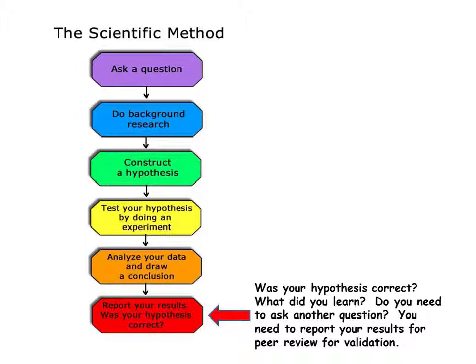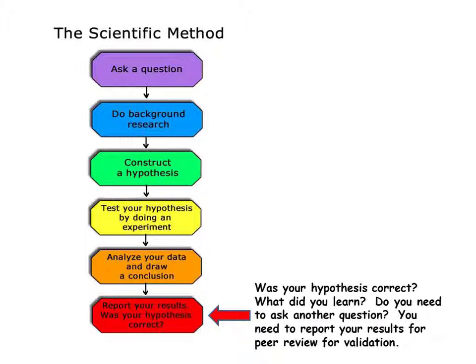And our last step is you have to basically then ask the question to yourself, was your hypothesis correct? Again, and what did you learn from your experiments? Your hypothesis may not have been correct, and most of the times it's not 100% correct. So you might have to go back and reconstruct your hypothesis to better explain what your observations were. Or you might have to go back and ask another question for further clarification.